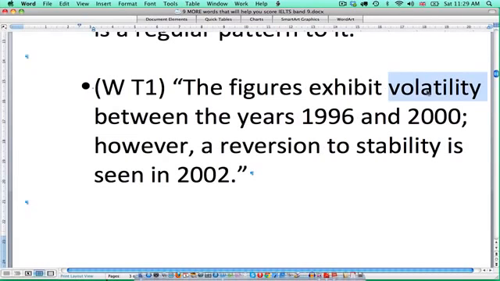So the figures exhibit volatility between the years 1996 and 2000. However, a reversion to stability is seen in 2002. So what we're saying here is that between these 4 years, the figures were quite unstable. Perhaps there was a period around 2001 where things start to stabilize more, and then clear stability is seen in 2002. And reversion just means it's reverted back to a stable position that was perhaps seen before 1996. Okay.